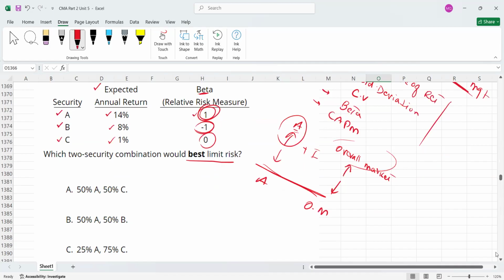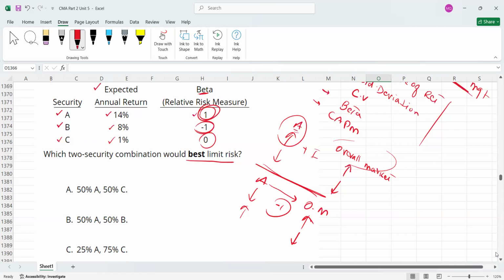Minus one means that if the market is going up, this stock is inversely related with the market. For example, if the market is going up, the stock will go down, it will underperform. And if the market is going down, the stock will go up. This is what is meant by plus one and minus one.